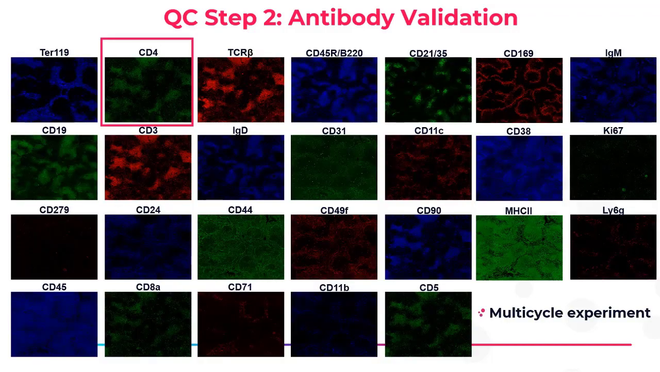Internally, we also test our newly conjugated antibodies in a CODEX multicycle experiment. You can see here that the CD4 staining pattern, as seen in the previous slide, is conserved in the multicycle experiment.